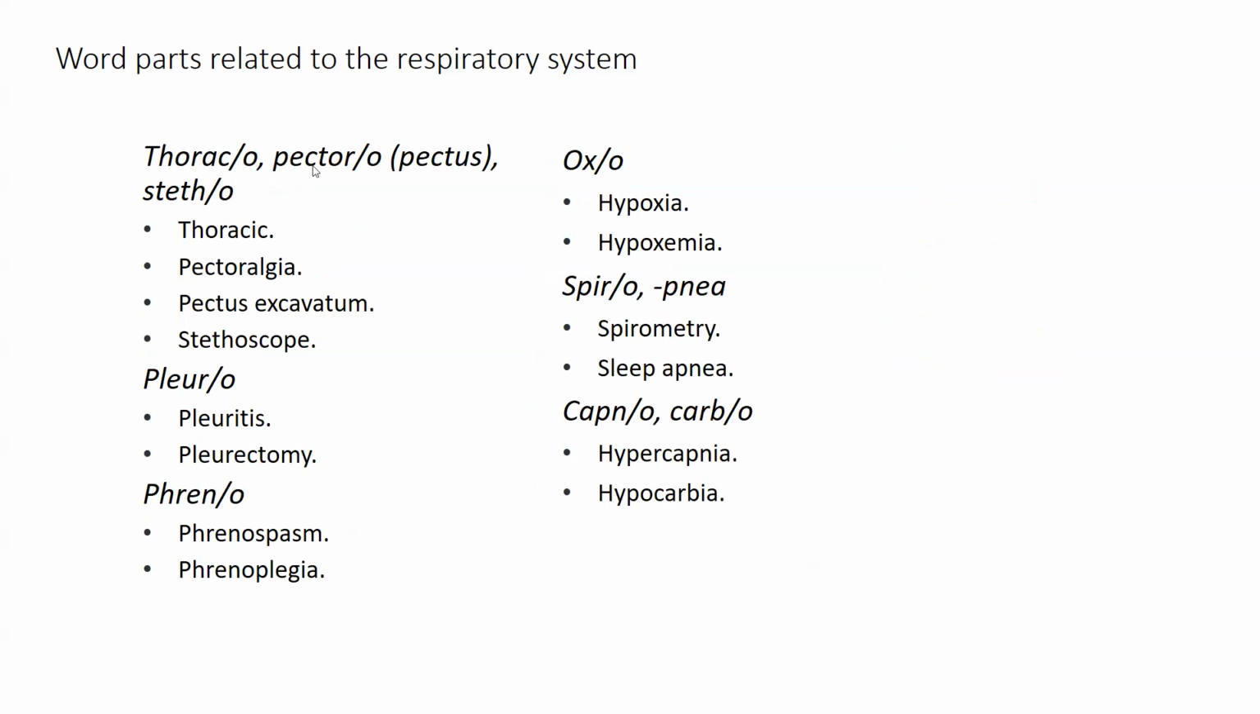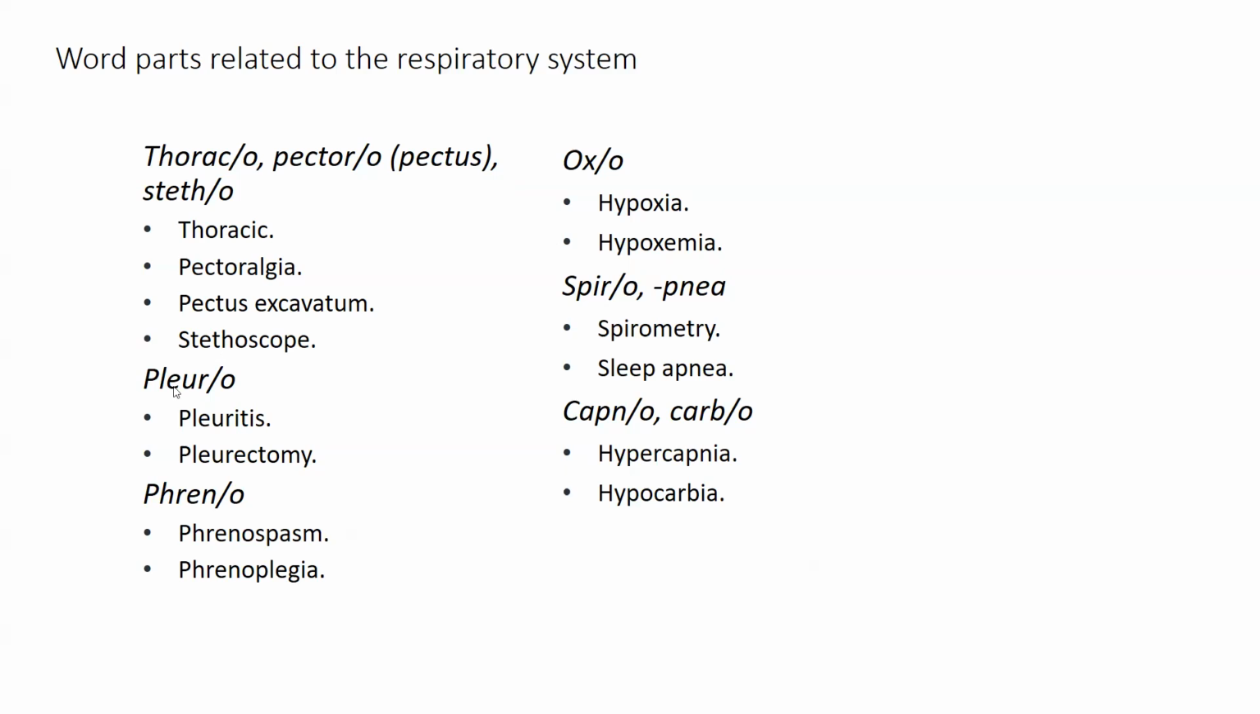Thoraco, pectoro, and stetho all refer to the chest. In thoraco, the C can sometimes be the K sound and sometimes be an S sound. So for example, this first one is thoracic, where the C takes on the S sound. Pectoralgia, which is pain in the chest. Or pectus excavatum, which is a bowing in of the chest. Or a stethoscope, and in this case it's odd. The scope doesn't mean a device meant to look, it's a device meant to listen to the chest.